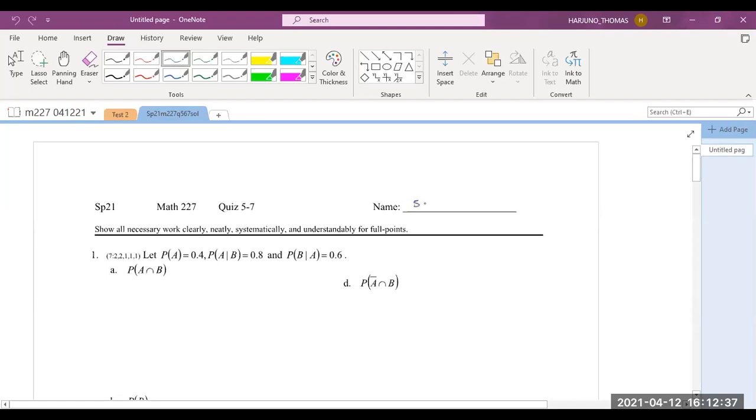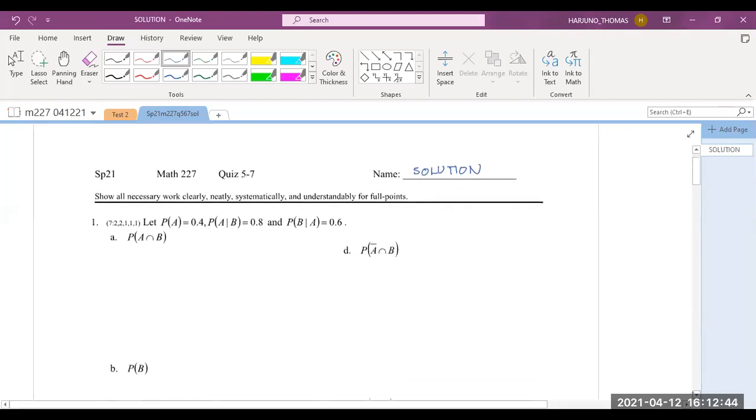Solution. Let the probability of A be 0.4, and the probability of A given B be 0.8. Let me write down the formula first. The probability of A given B is the probability of the intersection over the probability of the condition, while the probability of B given A is the probability of the intersection over the probability of the condition. We are given the probability of A, the probability of A given B, and the probability of B given A.